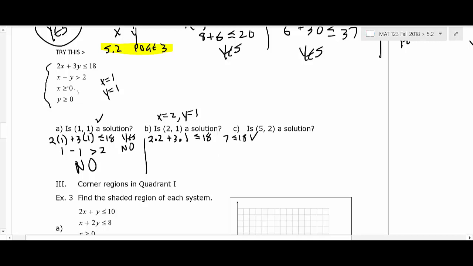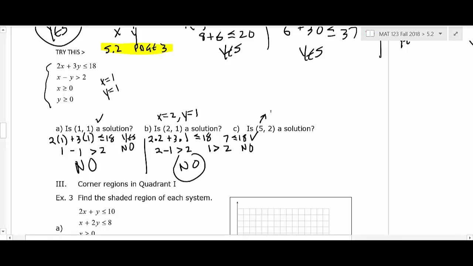Now you have to move to the next inequality, so you would say 2 minus 1 is greater than 2. Well, that would end up being 1 greater than 2, so that's no. So the same thing happened on that. It didn't work in one of the inequalities, so that's not a solution. It has to work in all 4 of those at the same time.